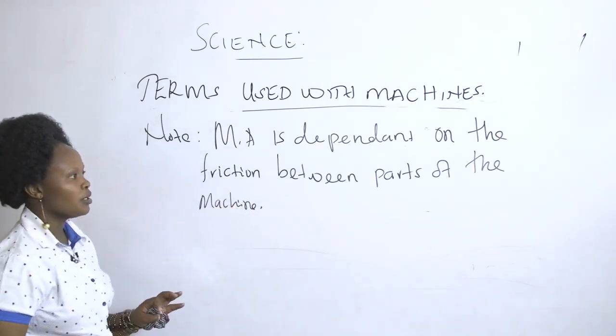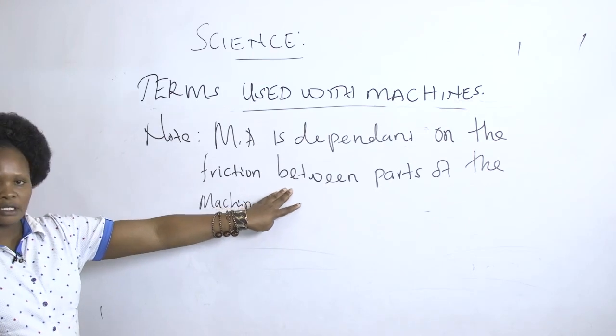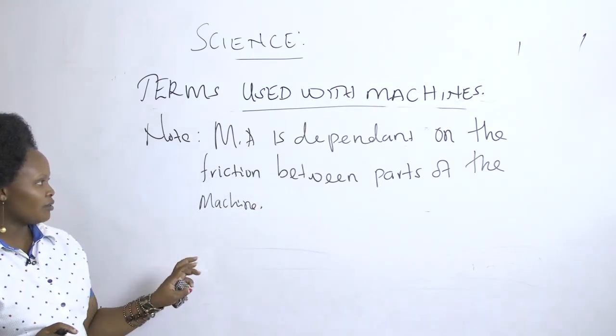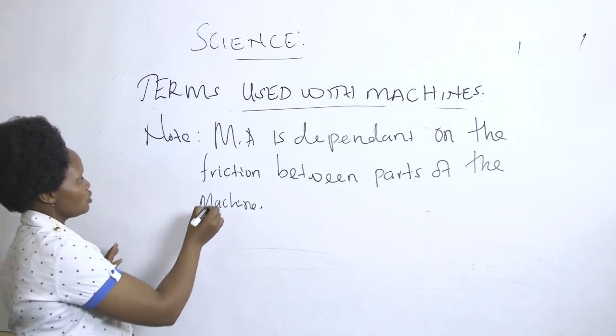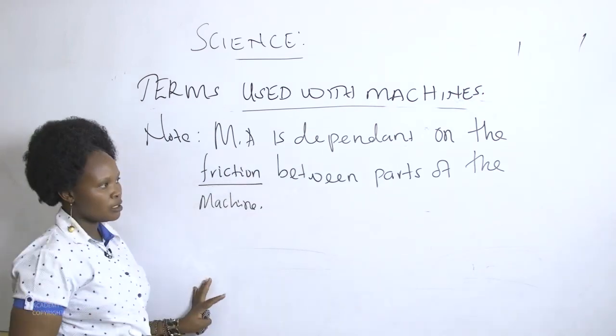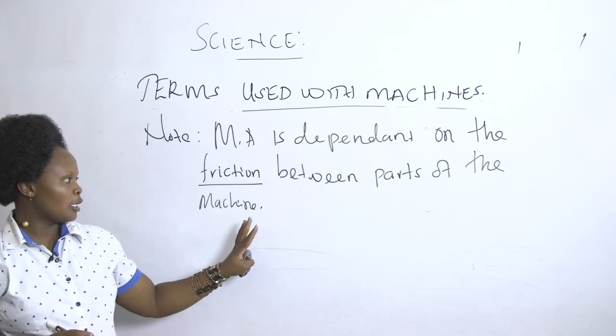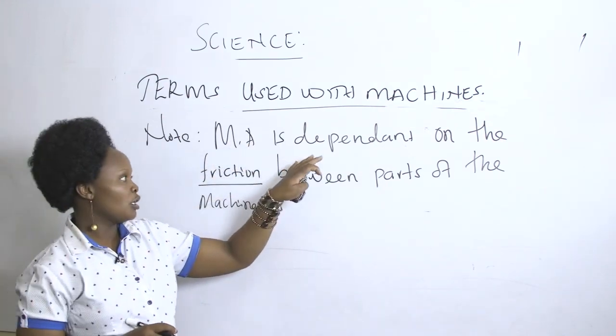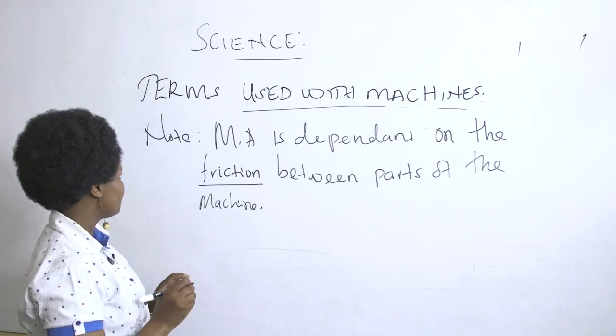Now, this explains why we need to lubricate our machine every now and then, because if there is too much friction between the parts of the machine, then automatically our mechanical advantage is impaired.